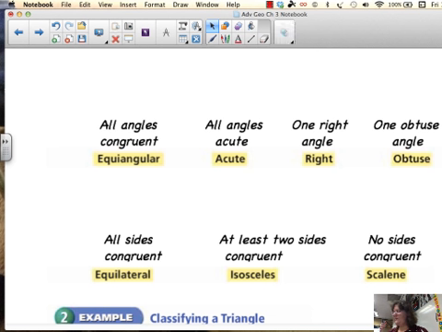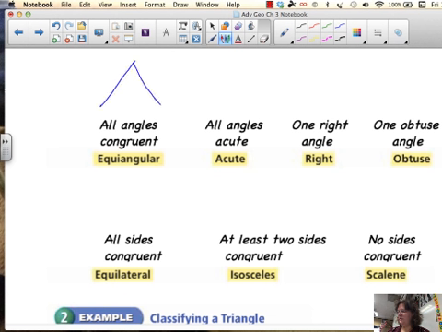The next thing we have are some triangles. So if we have a triangle that's called equiangular, it means all the angles are congruent. So I can draw a triangle up here. And if I make all of these angles congruent, then it's going to be equiangular.